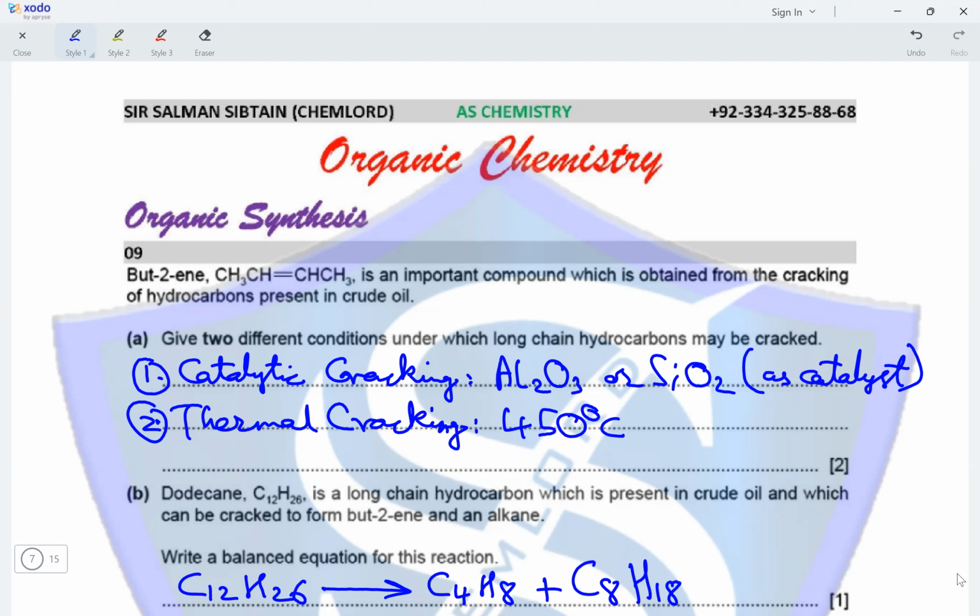So that is another useful fraction, one of the compounds that is obtained due to cracking. A higher fraction alkane is converted into lower fraction, more useful products.